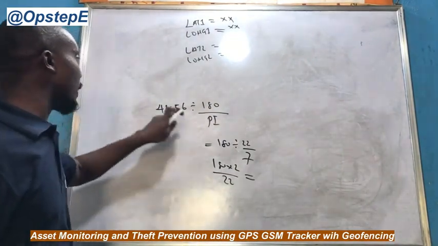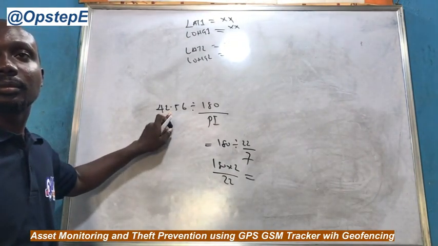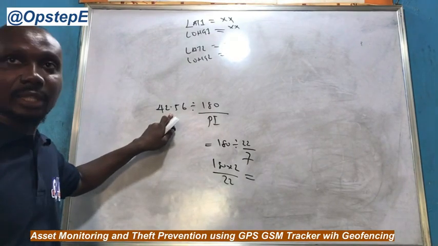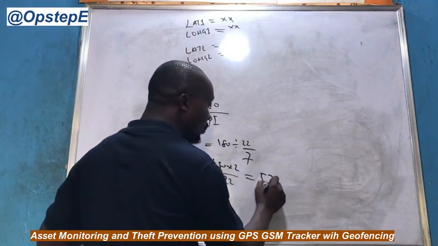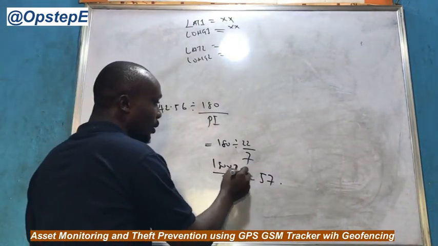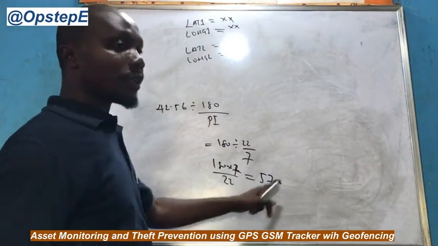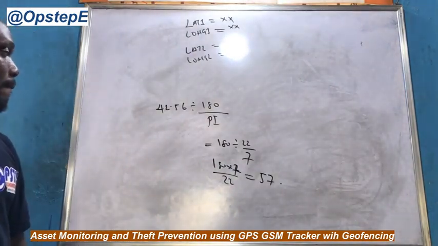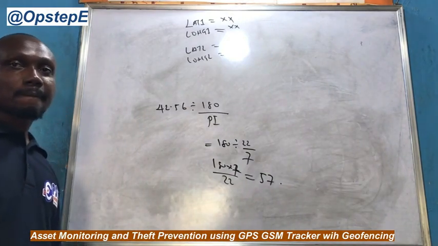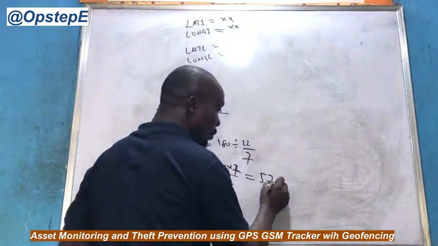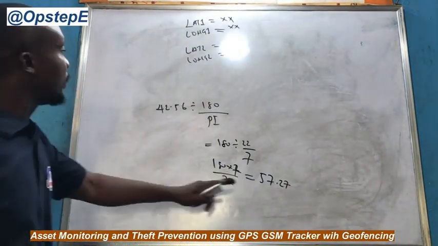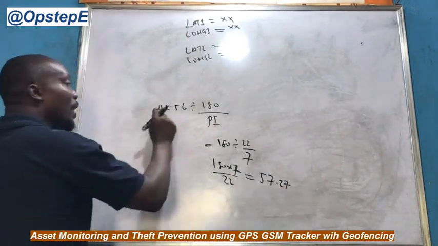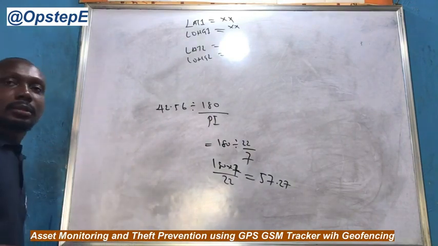This is what you now divide this by. If you divide the result of this by this, you are going to get an answer in what? In radian. The result of this should be around 57 point something. Please do it. 180 times 7 divided by 22 should be 57 point something. 57 or 56? 57.27. So if you divide 42.56 by 57.27, whatever answer you get will be in radian.